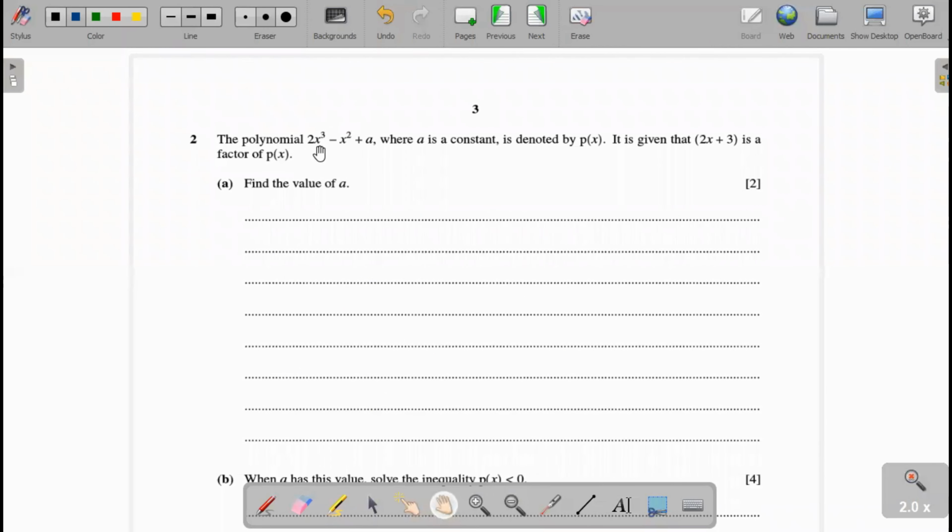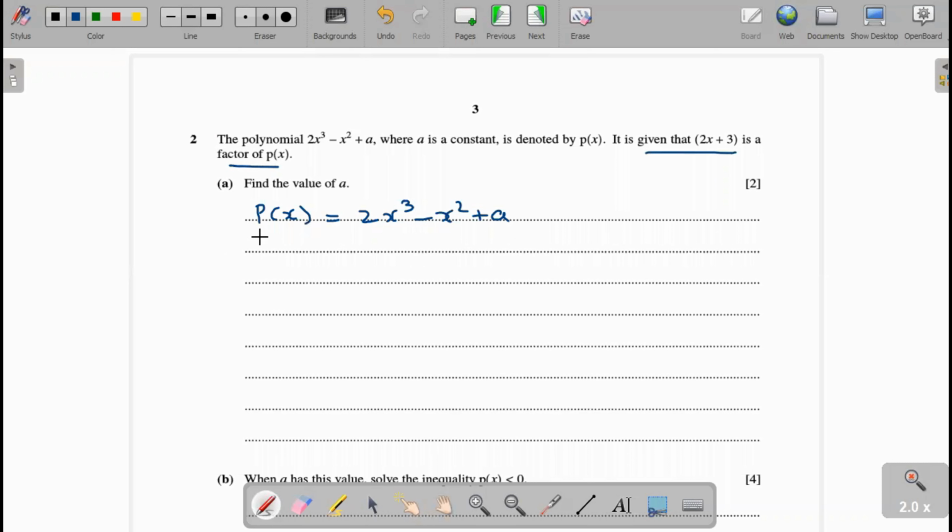Question 2. The polynomial 2x^3 minus x^2 plus a, where a is a constant, is denoted by p(x). It is given that 2x plus 3 is a factor of p(x). Find the value of a. Now you see here the polynomial p(x) is equal to 2x cubed minus x squared plus a. Now 2x plus 3 is a factor of p(x).